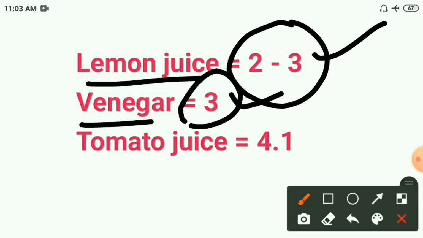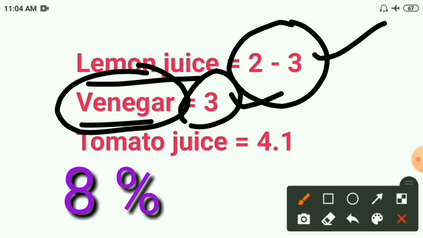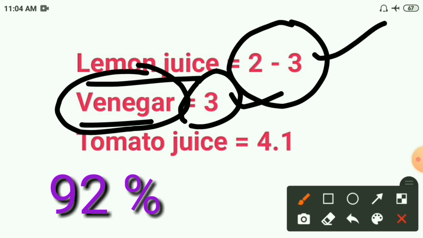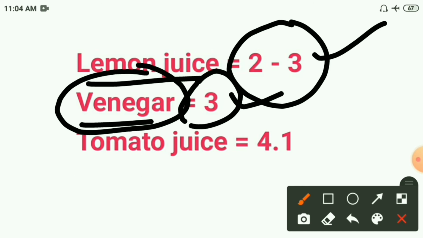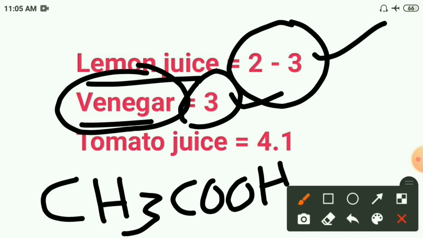Vinegar means diluted acetic acid. 8% of acetic acid and 92% of water mixed as a solution is called vinegar. This vinegar is used as a preservative, a food preservative. Chemical formula for acetic acid is CH3COOH.